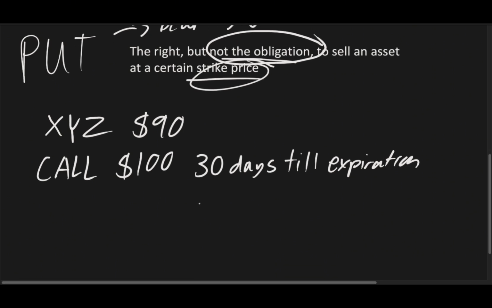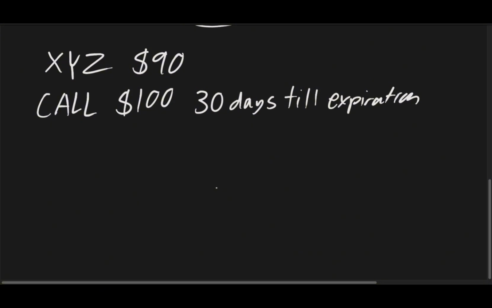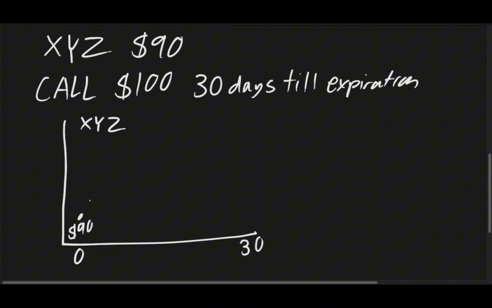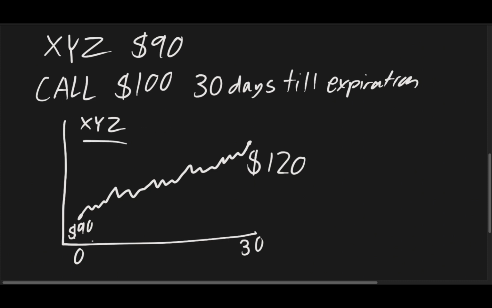This means that when the option expires, it will be executed 30 days from when you bought it. So we have company XYZ, and let's say it's at $90 to begin with. Let's call this day 0 and this day 30. During this time, for whatever reason, the stock goes up, and by the end of the 30 days since you bought the option, it becomes $120. XYZ increases in value from $90 to $120.